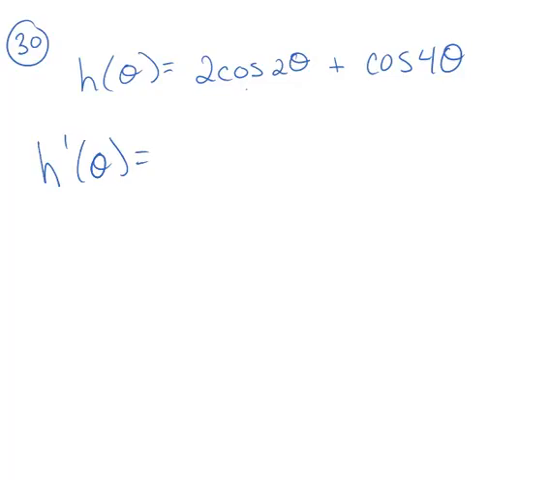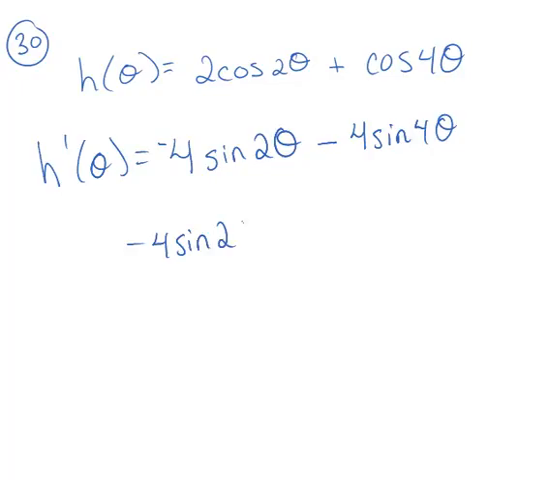The derivative of the cosine is negative sine, but you've got a chain rule here, so it's going to be negative sine 2 theta times 2. So this will be negative 4 sine 2 theta minus 4 sine 4 theta. And we want to see where that is equal to 0. And don't do anything crazy like think you can factor a sine 2 theta out of that.